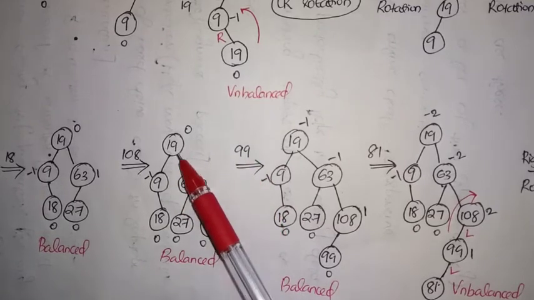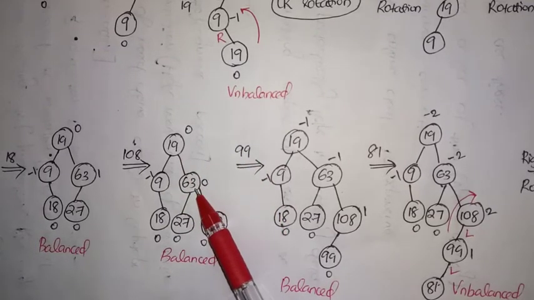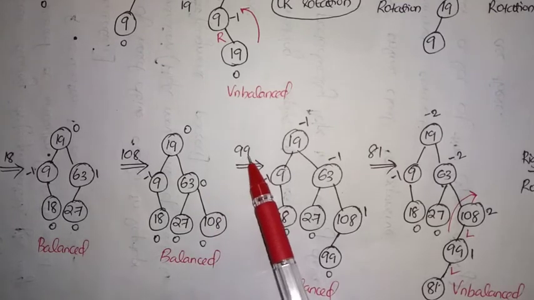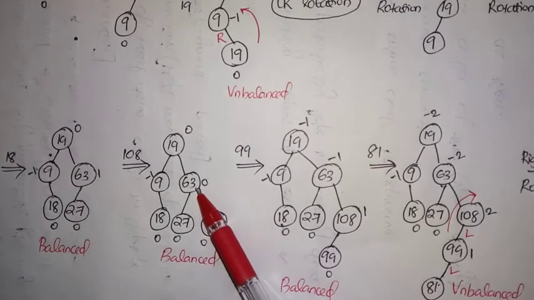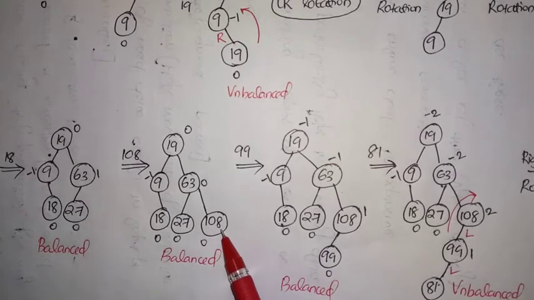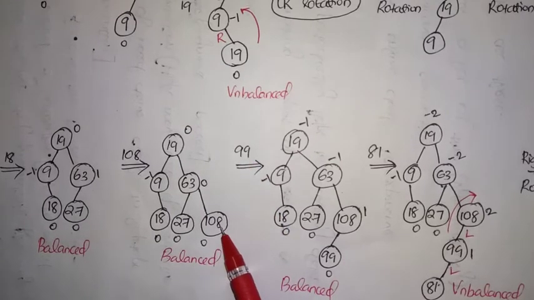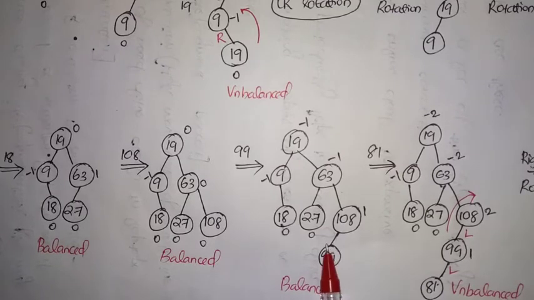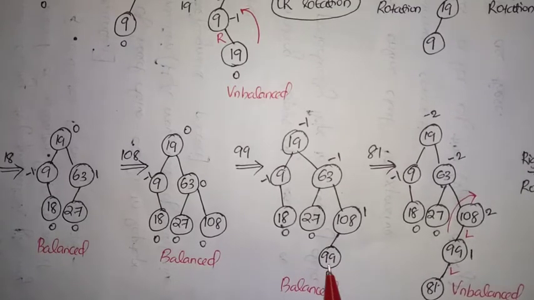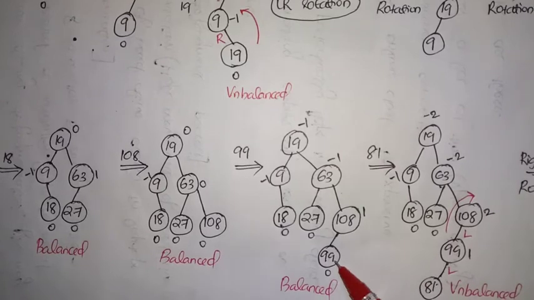99 is greater than 90, so placed as the right child of 19. Again, 99 is greater than 63, so placed as the right child of 63. Then 99 is lesser than 108, so placed as the left child of 108. So this is the position of 99.